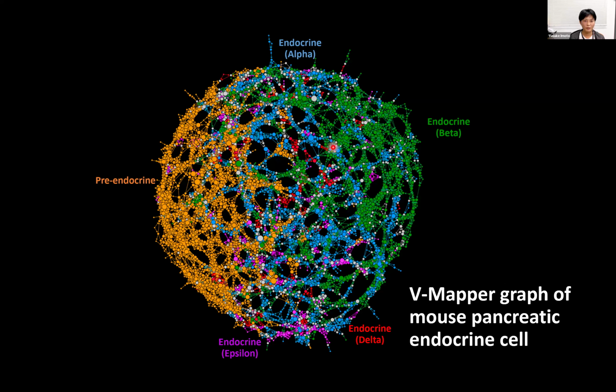So this is the BMapper graph of the mouse endocrine cell data. The colors show the main cell types in each cluster. So you can observe the sphere-like structure. So does this mean that all endocrine cells are differentiated from one another on the sphere? Unfortunately, it is not. It is false. So why did we obtain such a structure?